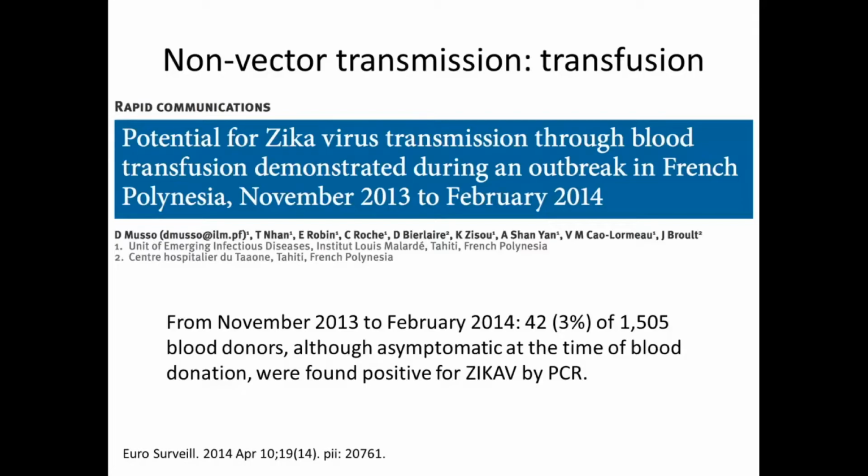So this was a study done in French Polynesia where they showed that about 3% of blood donors were PCR positive for Zika virus in the blood. So this is a problem now. You've got to think about either decontaminating the blood or excluding people who've travelled to Zika virus areas, and I believe the UK government has just announced that they want to exclude people who've been to Zika areas from giving blood for a certain time period.